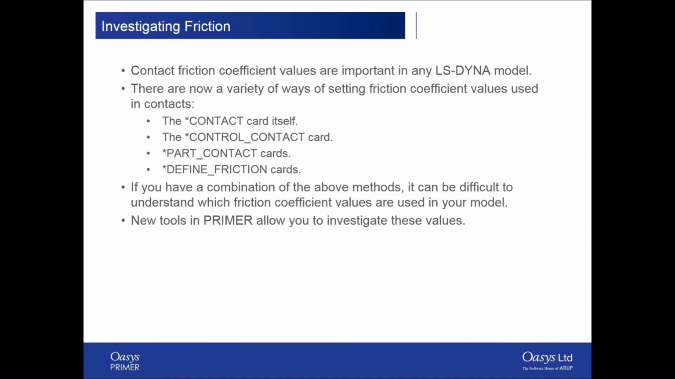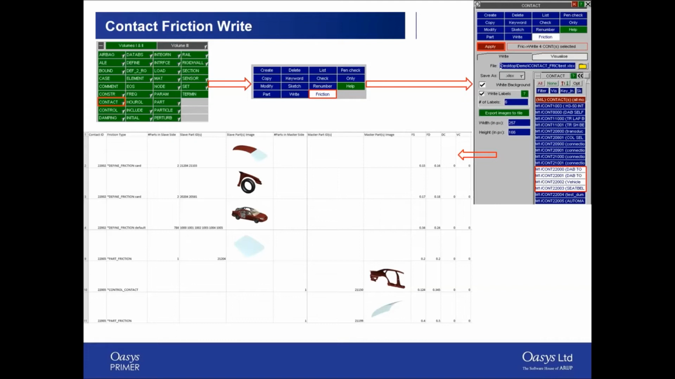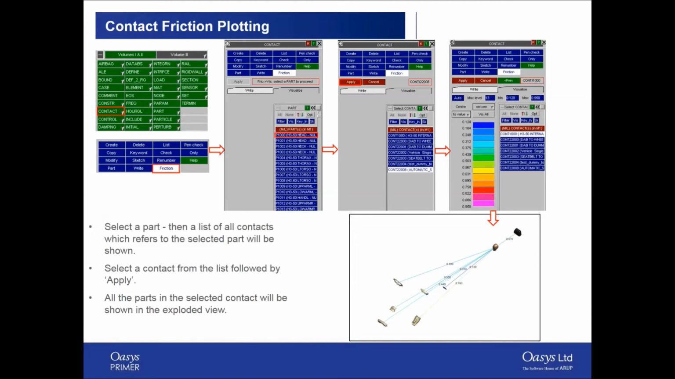So there's a couple of new tools in Primer that allow you to investigate these values. First of all, you can write out friction coefficient information to an Excel spreadsheet. And within that Excel spreadsheet, it splits up all the different definitions and shows you pictures of the parts that are involved in those definitions. So hopefully that gives you a clear indication as to what's going on for particular contacts that you're looking at. But there's also a contact friction plotting tool that allows you to specify a part in a contact, and Primer will give you an exploded view of that part and the parts that it's going to be in contact with, and tell you what the coefficient of friction is between that part and the rest. So it gives you an image like the one shown below.